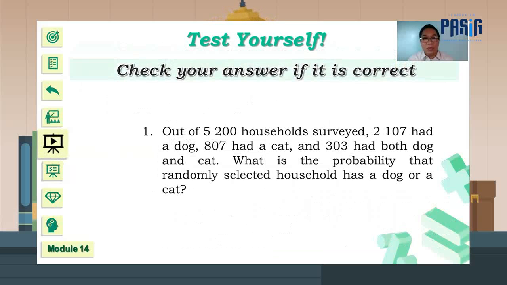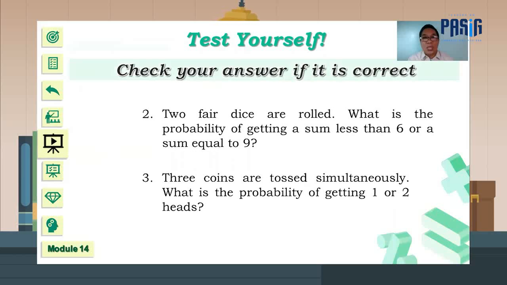Number 1, what is the probability that a randomly selected household has a dog or a cat? That is 2,611 over 5,200. Number 2, what is the probability of getting a sum less than 6 or a sum equal to 9? The answer is 7 over 18. Number 3, what is the probability of getting 1 or 2 eggs? The answer is 6 over 8 or 3/4.